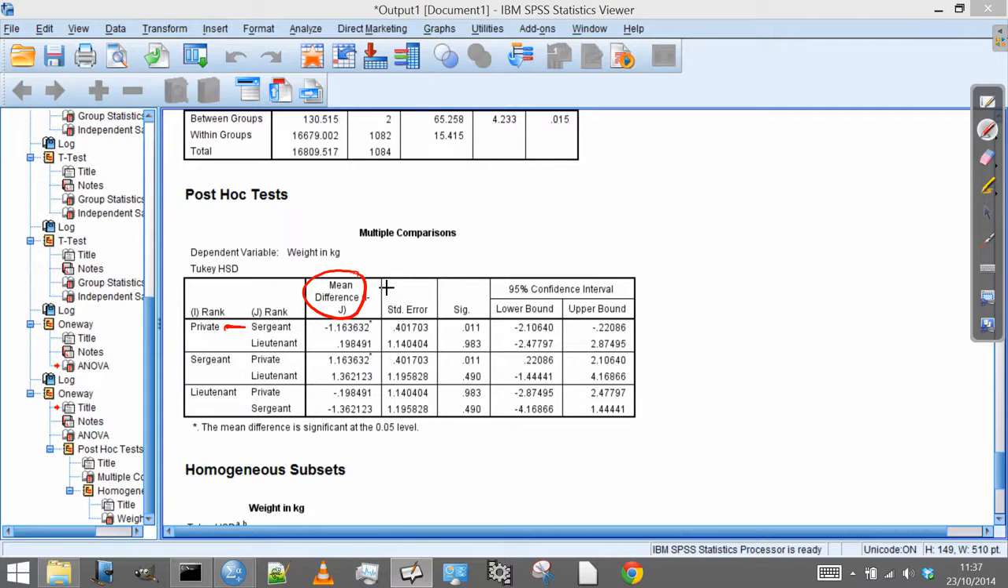And then it gives us a confidence interval here. And that confidence interval is based on the standard error. And it just says, okay, well, there's a mean difference here. The mean difference is this, but actually we're 95% confident that the real value, the real difference, sits somewhere between -2 and -0.2 kilograms.